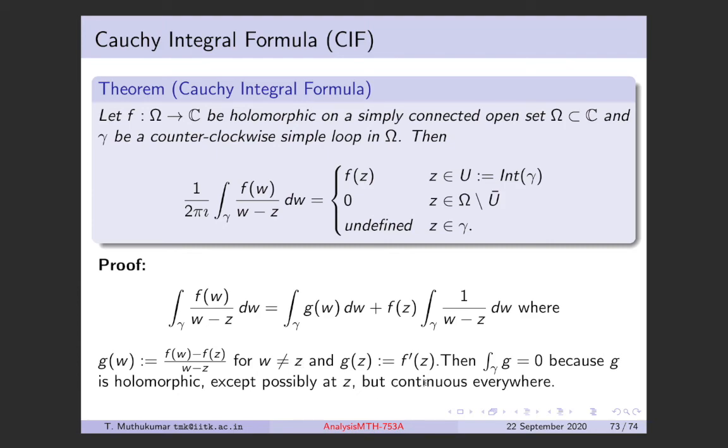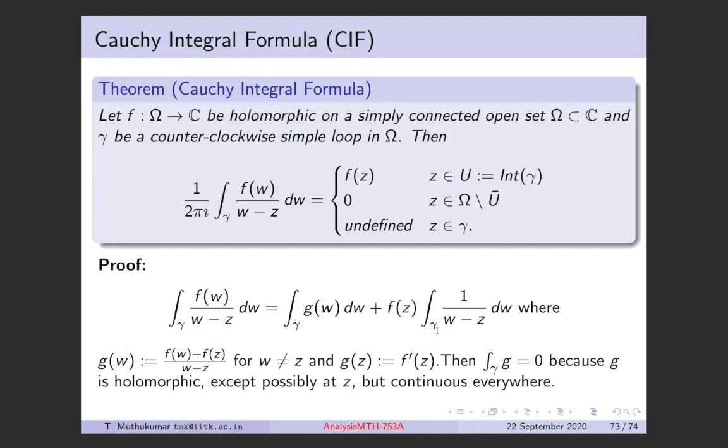So for this function, the integral of g is 0 on every loop. So in particular on this loop as well. So this first integral is 0. Now what remains is this. Here this is the integral over the curve gamma.